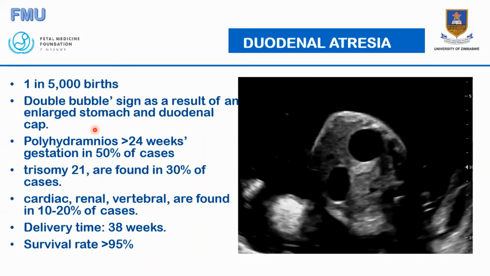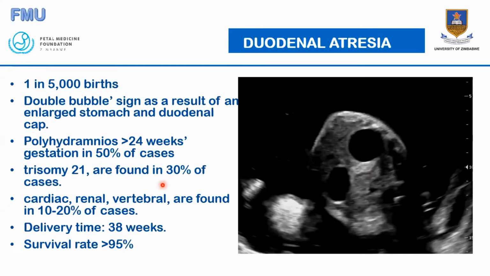As common as around 1 in 3,000 or less, but because some of them may be terminated or may have intrauterine fetal demise due to other associated defects, the postnatal figures are sort of underestimating the actual prenatal existence of the condition. So I've already told you about the double bubble sign. Then polyhydramnios normally occurs after 24 weeks, but you may see it earlier than that.